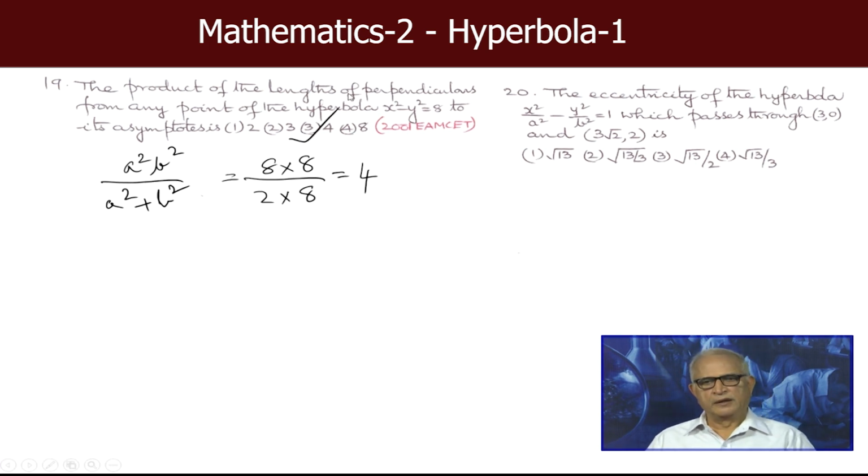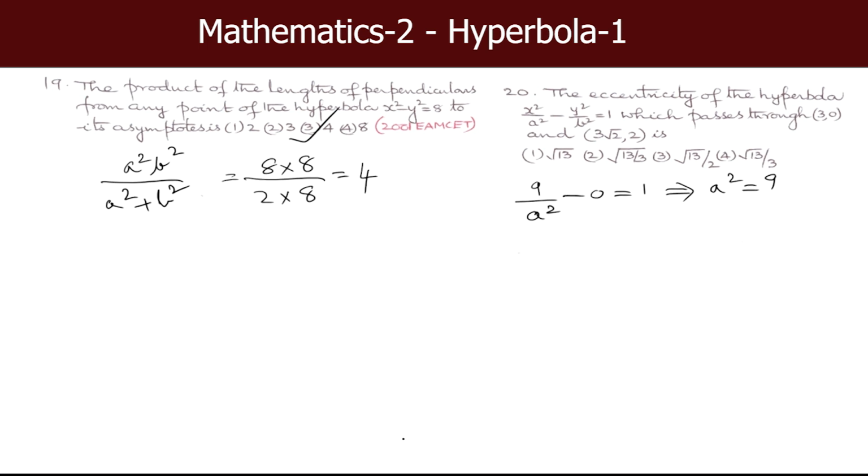20. The eccentricity of the hyperbola x square by a square minus y square by b square equal to 1, which passes through the point (3, 0) and also another point (3 root 2, 2) is. What is the eccentricity of the hyperbola x square by a square minus y square by b square equal to 1 that passes through both the points (3, 0) and (3 root 2, 2)? Because the curve passes through (3, 0), 9 by a square minus 0 equal to 1 gives a square equal to 9.